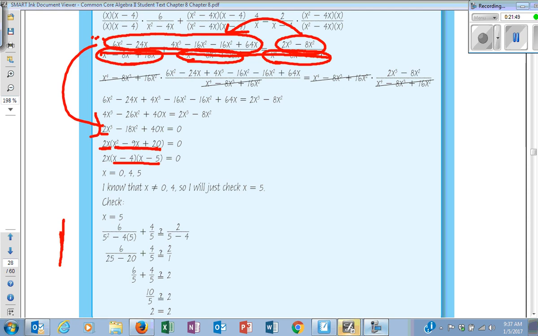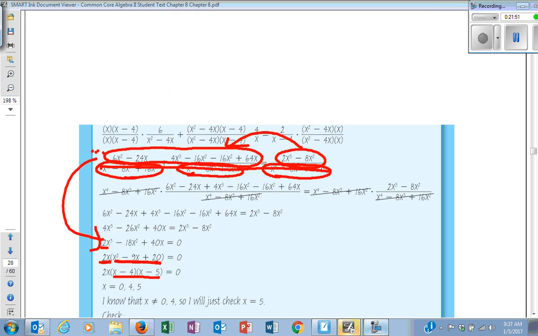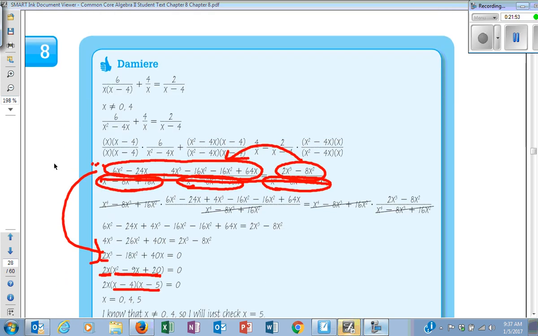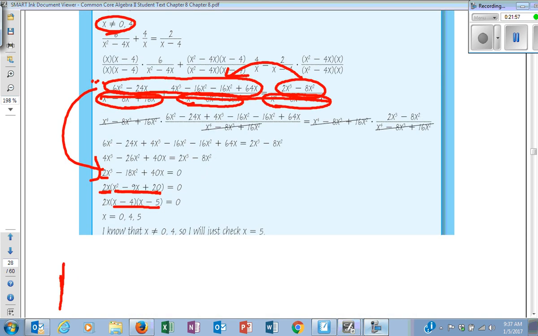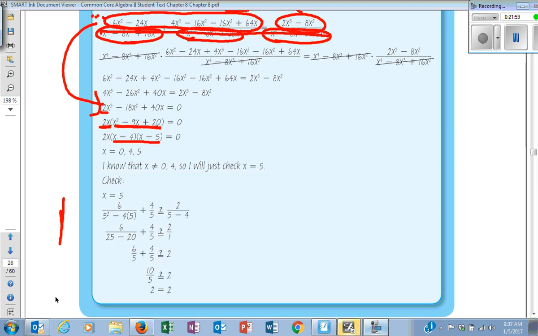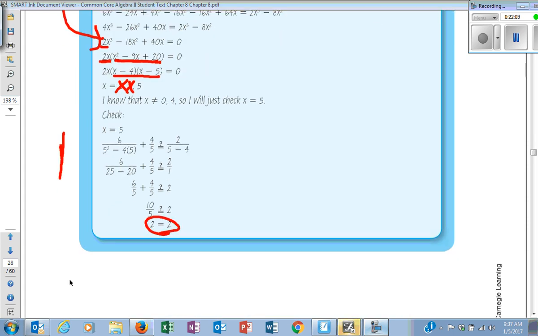Notice after we did set some restrictions. We should know the restrictions from up here. It's not allowed to be 0 or 4. So if any of those are my answers, I can throw them out. So 0 or 4 are gone down here because they were part of my original no-nos. So then all we had to do is check 5, checks 5, and it works out. So boom, x equals 5 is my final answer.